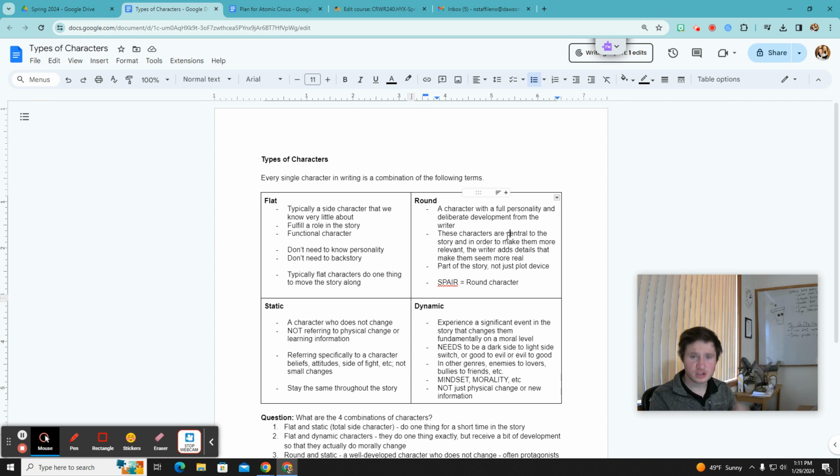I just want you to understand this, and then in your story, definitely aim to have round characters that will be dynamic if you were to complete the story, but a round character, and then some flat characters too that just function, serve a role.